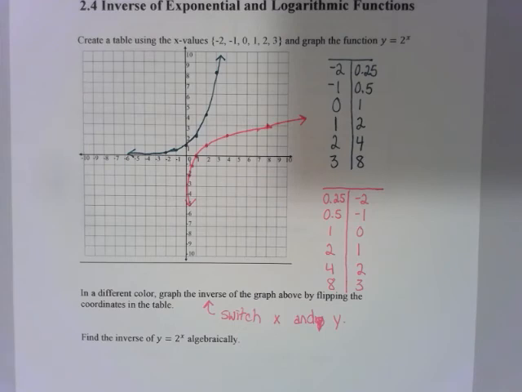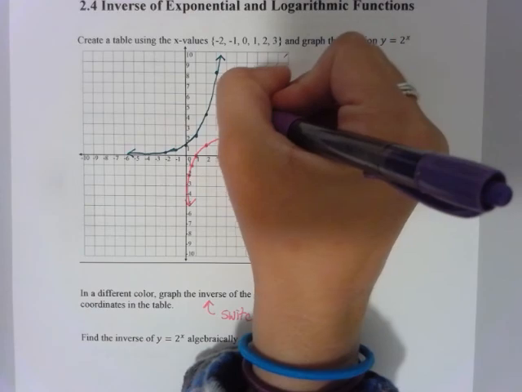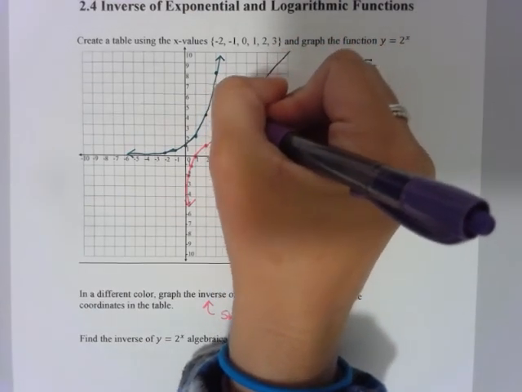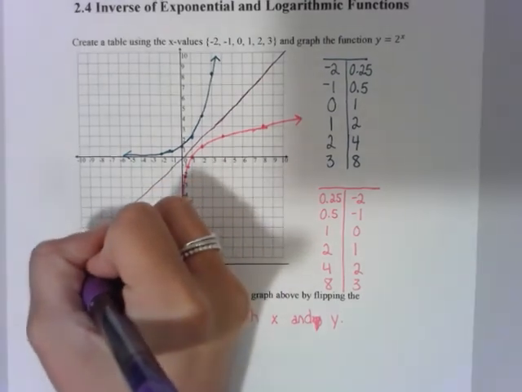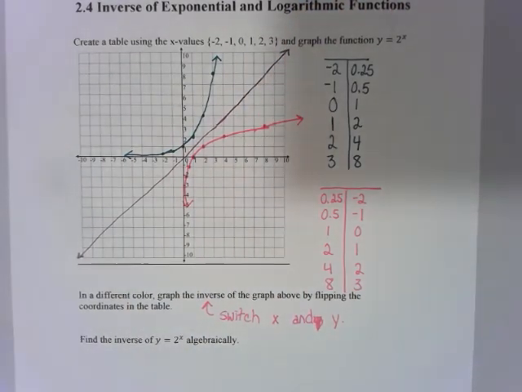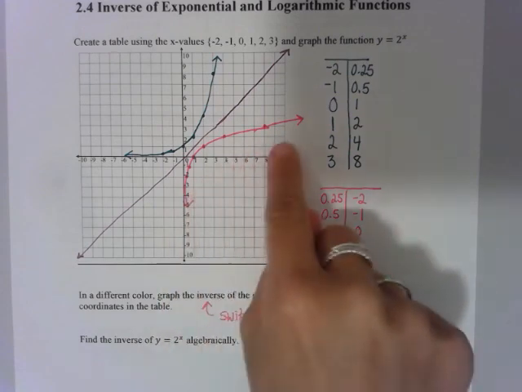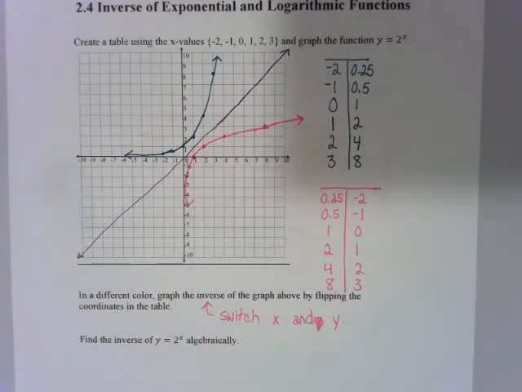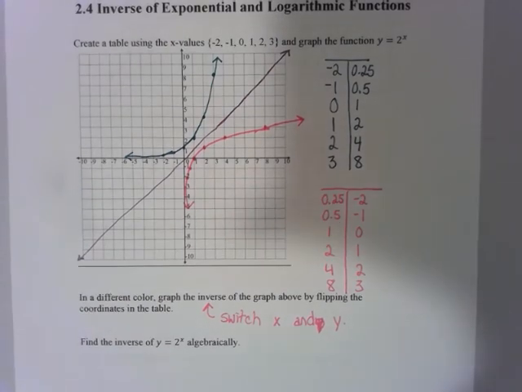Now that I've plotted my points, I see that these two functions appear as though they have been reflected across the line y equals x. Flipping those x and y coordinates has created a mirror image across the line y equals x, and we're able to see our inverse. Now, we don't really see many functions that are graphed like this, and we're going to try and figure out what kind of function that is by finding the inverse of y equals 2 to the x power algebraically.